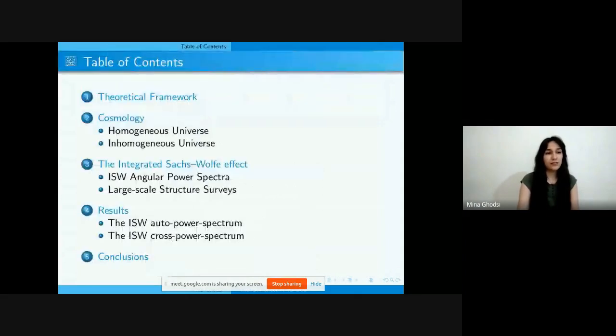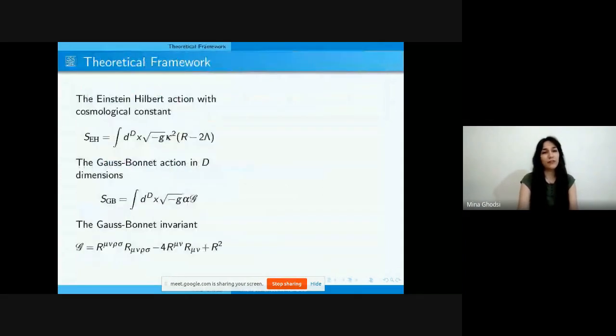Okay, let's begin with the theoretical framework. The Lovelock theorem ensures that for a gravitational theory, the Einstein-Hilbert action together with the cosmological constant term is a unique theory in four-dimensional spacetime. But we know that in higher dimension, it's no longer unique. So, for example, we can introduce the Gauss-Bonnet action in higher dimension like this, where G is the Gauss-Bonnet invariant that includes a quadratic correction of curvature tensor.